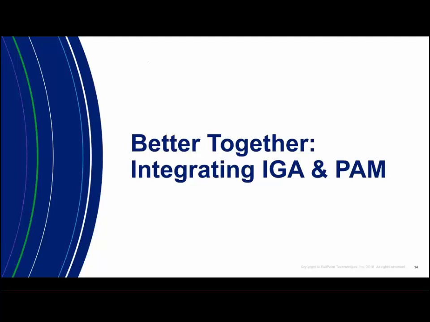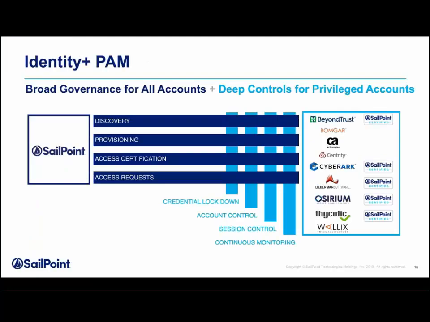So let's talk about now, that's the setup, right, for why these things could be so much better working together by integrating identity governance and PAM. When you pull these things together, you now take these horizontal capabilities in the governance and you bring them across the deep controls that the privileged account management systems are providing.